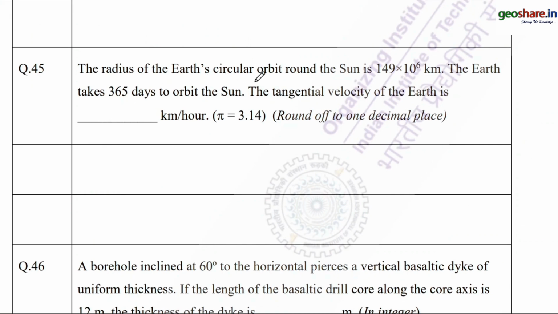The radius of the Earth's circular orbit is 149 into 10 to the power 6 km. The Earth takes 365 days to orbit the Sun. The tangential velocity of the Earth is dash km per hour. Take pi equal to 3.14, round off to the decimal place. Then the answer will be 106817.